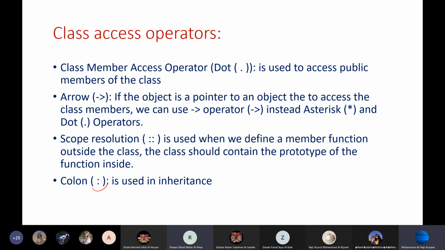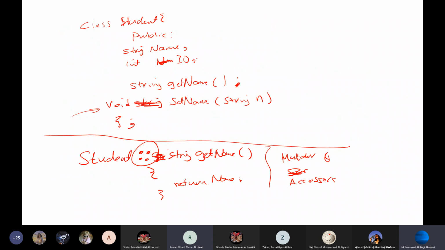So this is also another thing. The colon here is used in inheritance. So now I have one dot, I have colon, I have double colon, and I have this arrow. These are the main operators that are used in classes. Okay.